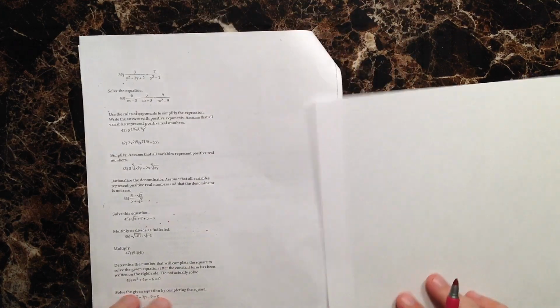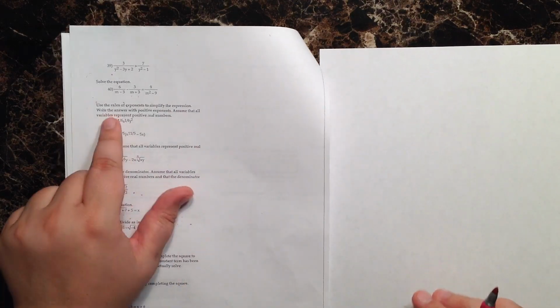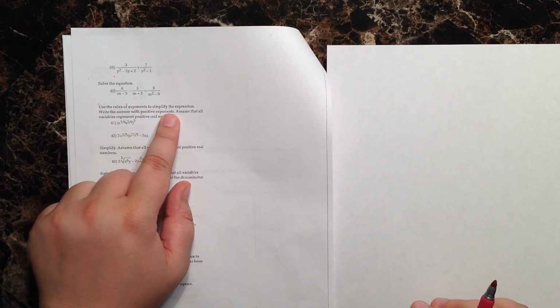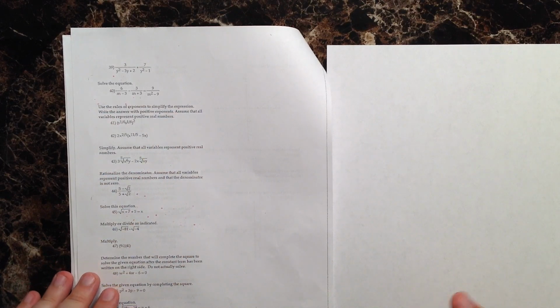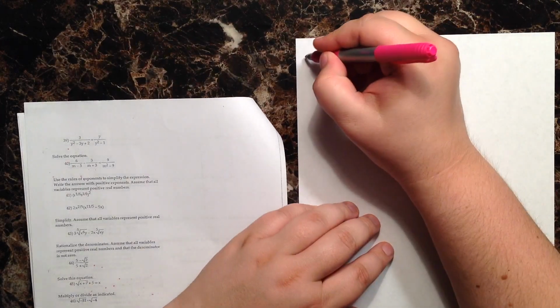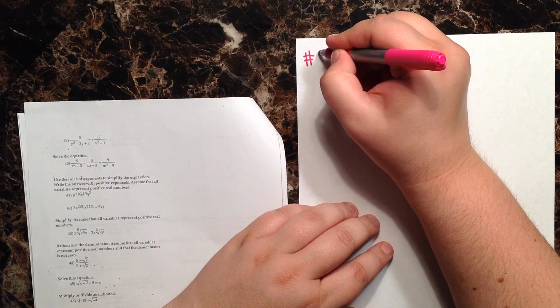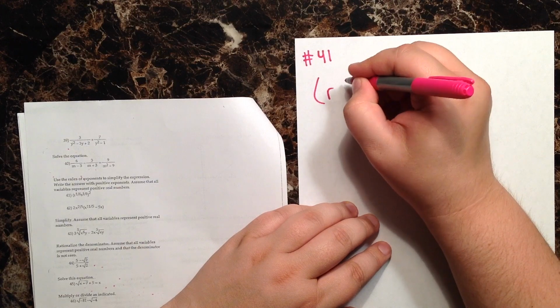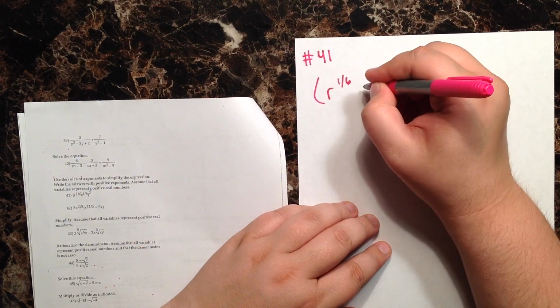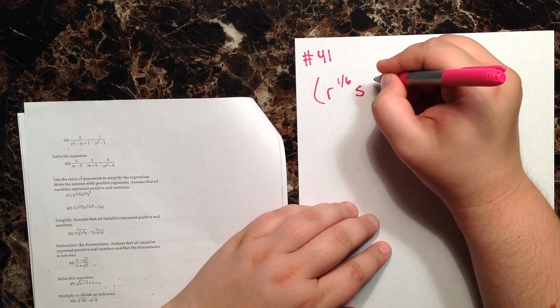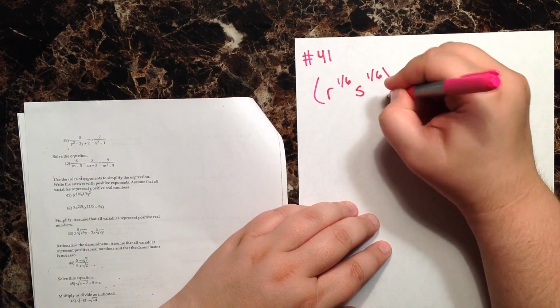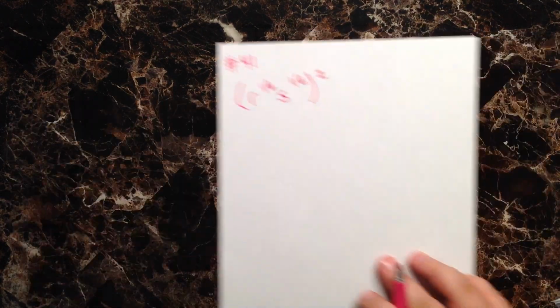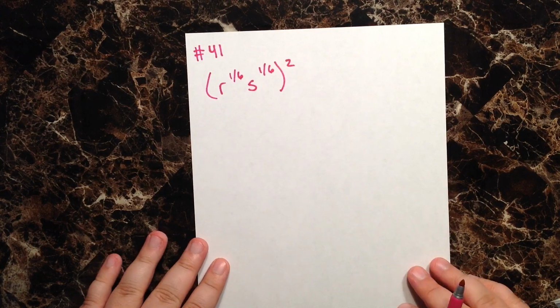The directions for number 41 are: use the rules of exponents to simplify the expression, write the answer with positive exponents, assume that all variables represent positive real numbers. All right, number 41. They give us r to the 1/6 times s to the 1/6, and they raise that to the second power.